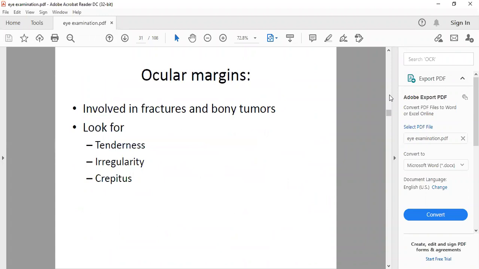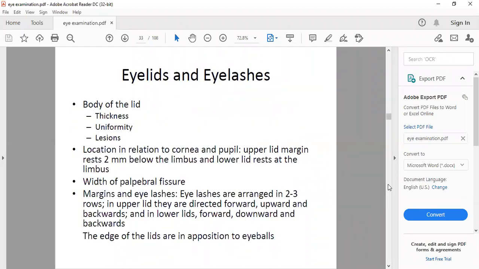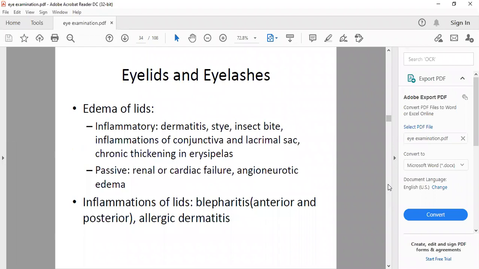Sometimes the patient will come with, say, injury to the orbit, like in road traffic accidents or when there is a fall, then the superior orbital margin may be affected. So in that situation, we have to palpate the superior orbital margin and look for points like tenderness, irregularity, and crepitus. Then we can look at the eyebrows and eyelashes. I told you about the eyelashes. So these are some of the abnormalities of eyelashes.